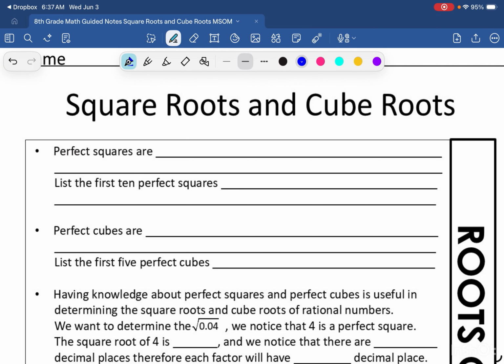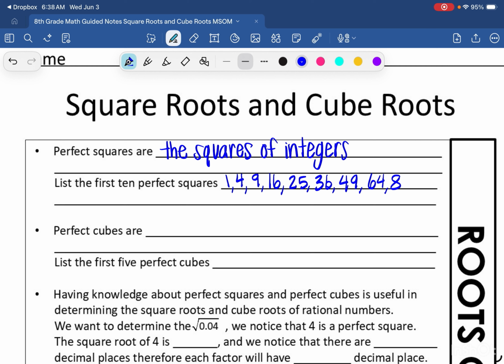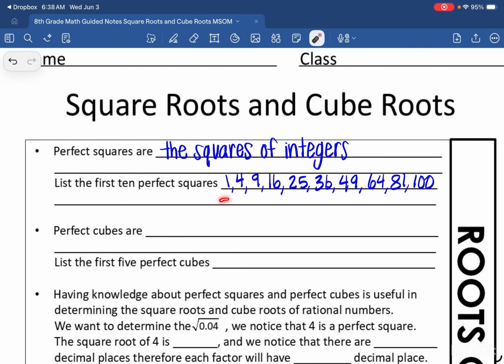Perfect squares are the squares of integers. So if I say 1 times 1 is 1, that's my first perfect square. 2 times itself, 2 times 2 is 4. 3 times 3 is 9. 4 times 4 is 16. 5 times 5 is 25. 6 times 6 is 36. 7 times 7 is 49. 8 times 8 is 64. 9 times 9 is 81. And 10 times 10 is 100. So these numbers right here are called perfect squares.